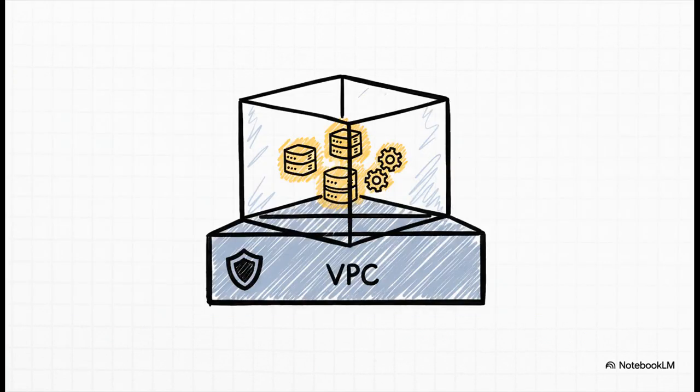So the most important thing to remember is this. Each one of these services has its own critical job. Security with IAM is the absolute foundation. You start there. Networking with VPC gives you the secure, controlled space. And finally, compute with EC2 delivers the raw power to run your applications inside that safe space.